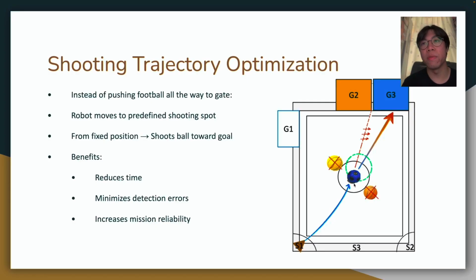And every time the robot goes near the balls, whether it has pushed the ball a little bit or didn't push the ball, the robot will stay in this green area. And then it will find the location of the gate. And then it will start the predefined route to go towards the gate and shoot the ball at this fixed point. And it can increase our mission reliability as it is more reliable.